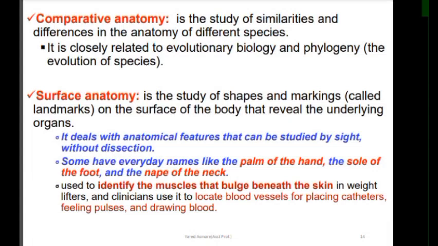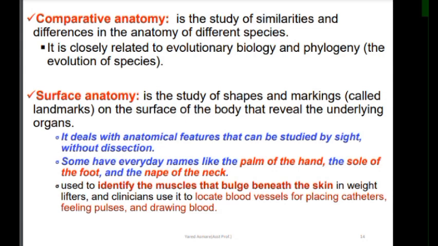Comparative anatomy is the study of similarities and differences in the anatomy of different species. It is closely related to evolutionary biology and phylogeny, or the evolution of species. Surface anatomy is the study of shapes and markings called landmarks on the surface of the body that reveal the underlying organs. It also deals with anatomical features that can be studied by sight without dissection.